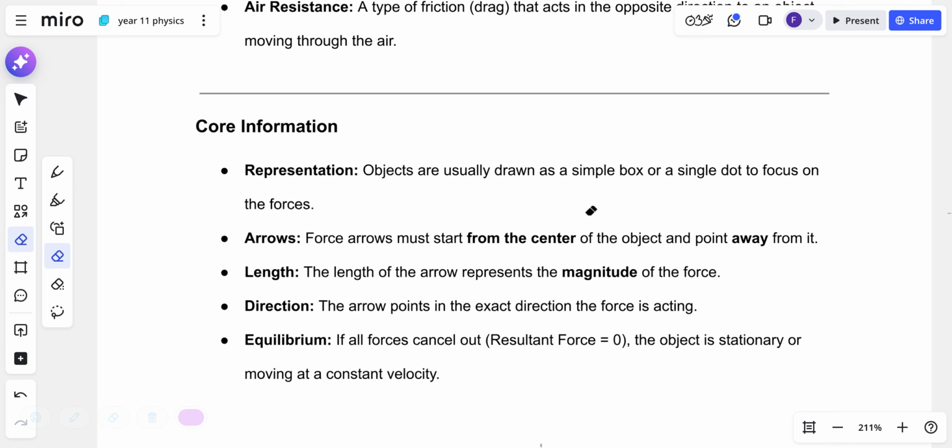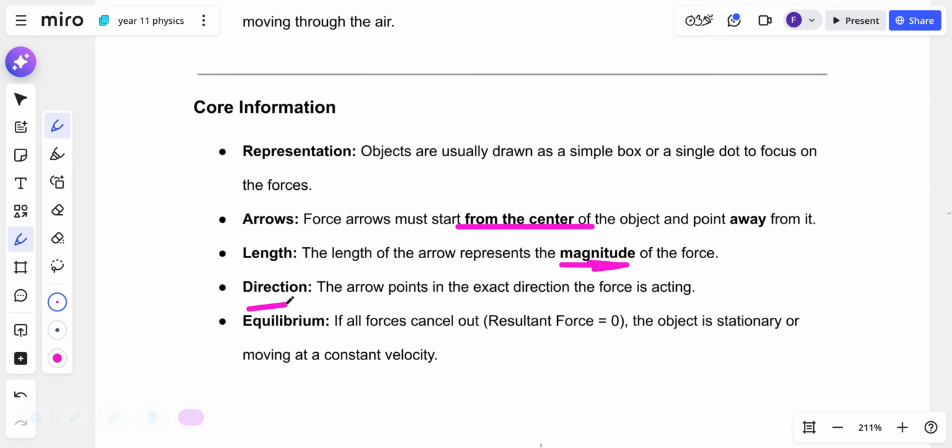Force arrows must start from the center of the object and point away from it. The center of the object. And we looked at center of mass and things. The length of the arrow represents the magnitude, the size of the force. So the longer the arrow, the bigger the force. Direction is this simple. Whichever way the arrow's pointing, that tells you the direction of your vector.